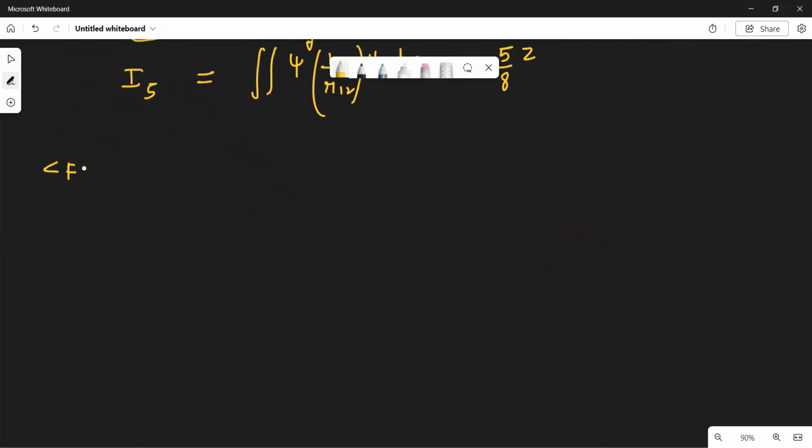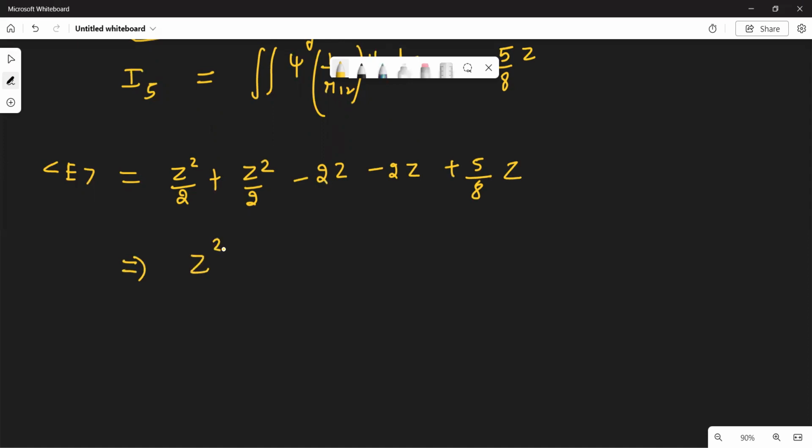That will give us E equals, the result for the first integral was z square by 2. For the second also z square by 2. For the third it is minus 2z. Fourth it is minus 2z. For the fifth it is 5 by 8z. Right? So after solving this, we will get the expression for E. So it is z square by 2 and z square by 2. We will add it and we will get z square.